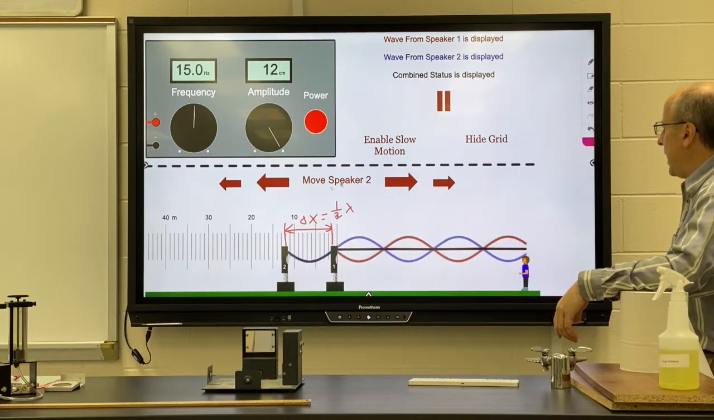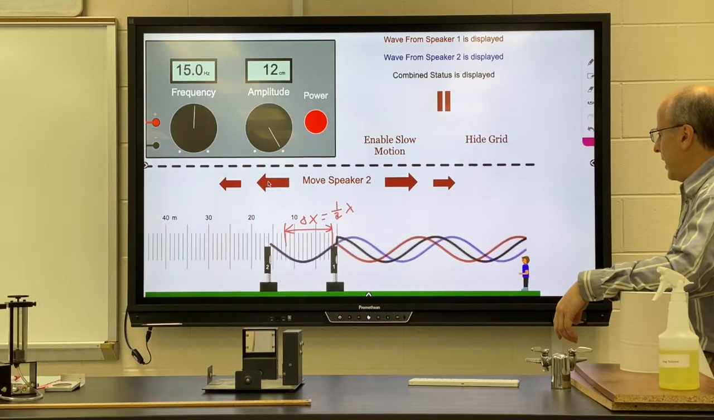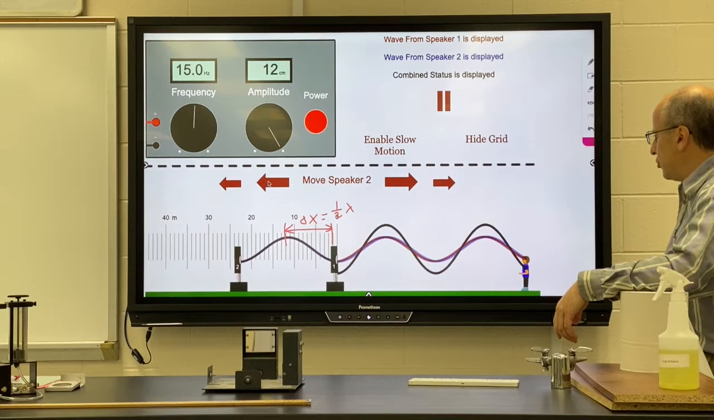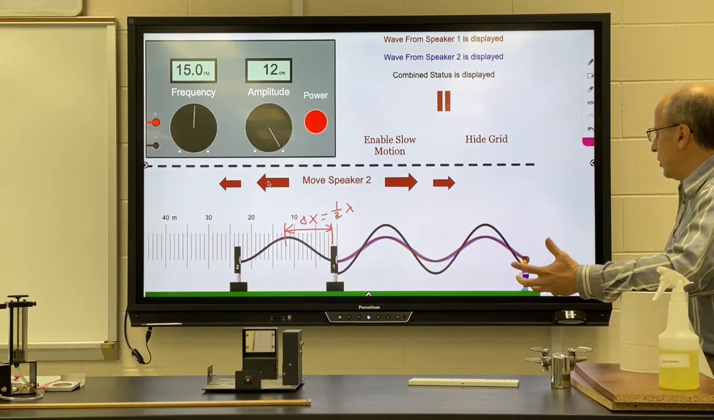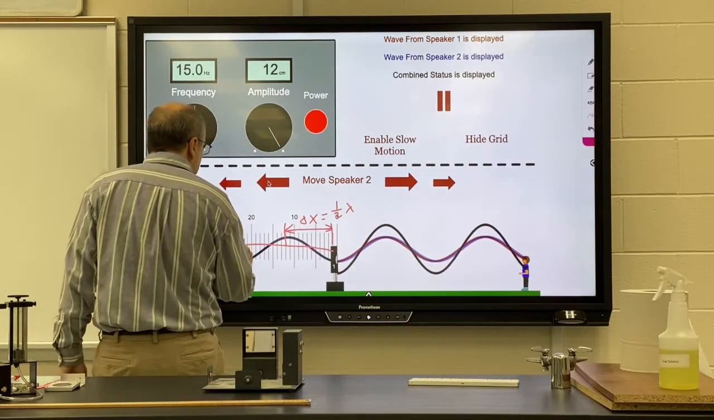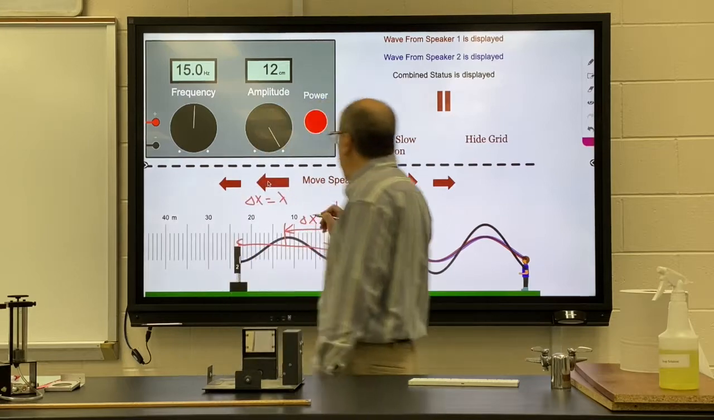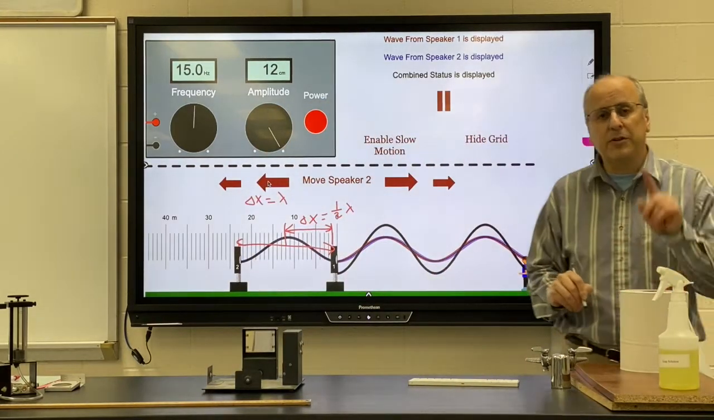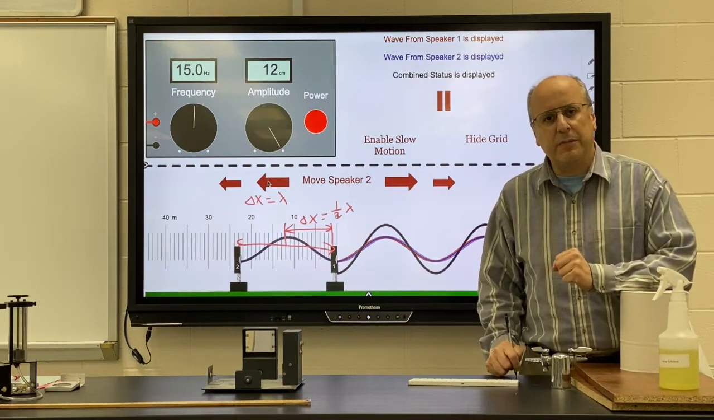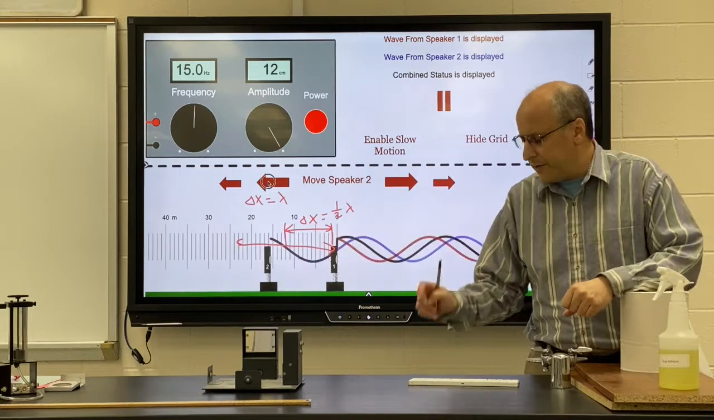Okay, what we're going to do now is we're going to move one of these speakers backwards. And as we move it backwards, we can see that we switch from destructive interference to constructive interference. It's because we moved the speaker back another half wavelength. So now the difference between the two speakers is 1 full wavelength. So half a wavelength made destructive, a full wavelength made constructive.